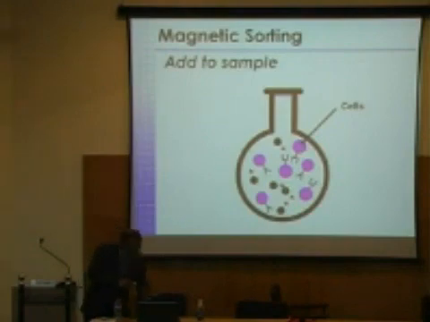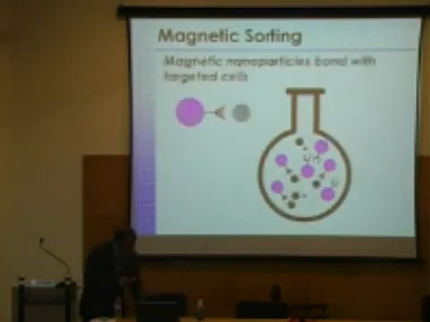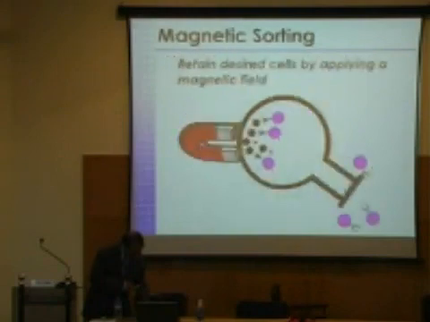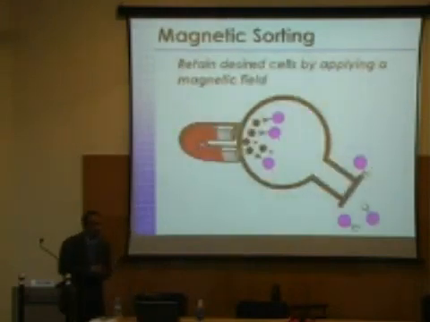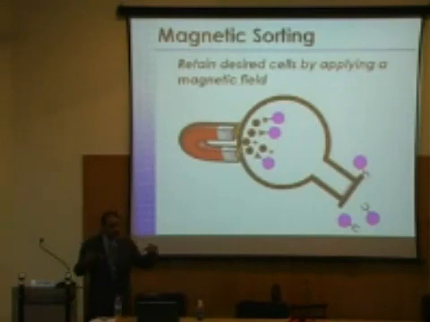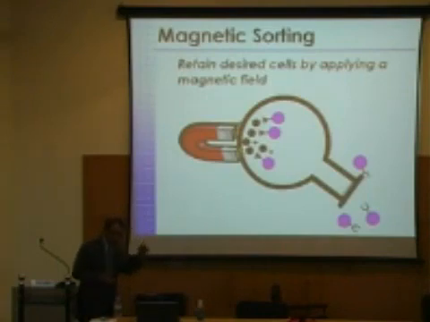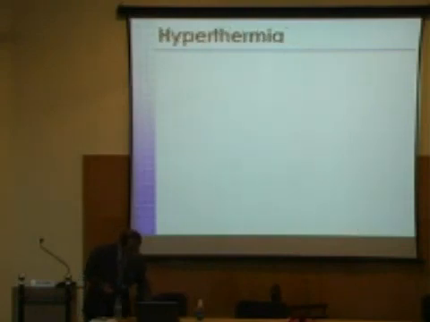So once they cling onto it, you can apply a magnet, for example, and separate them out. So this is a beautiful way of separating cells. If you have a mixture of cells, and if you want to target some of the cells, you can use the magnetic nanoparticles, hold them, and then use a magnet to get them back. It's a very simple magnet principle.